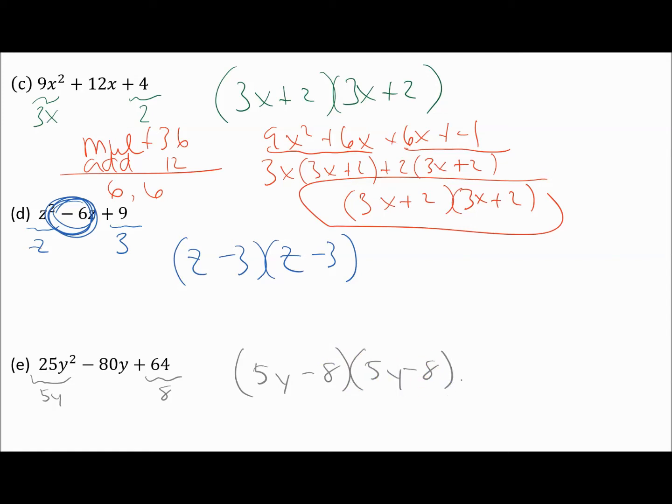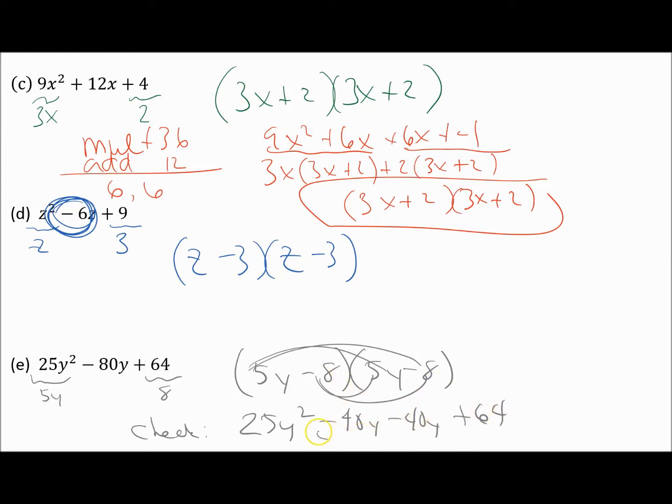Now, how could we really check this to see if it's right? You know what to do, right? Well, multiply it out. 5y times 5y is 25y squared. 5y times negative 8 is negative 40y. Negative 8 times 5y is negative 40y. Negative 8 times negative 8 is plus 64. Then we combine like terms to get negative 80. Yep, we did it right.